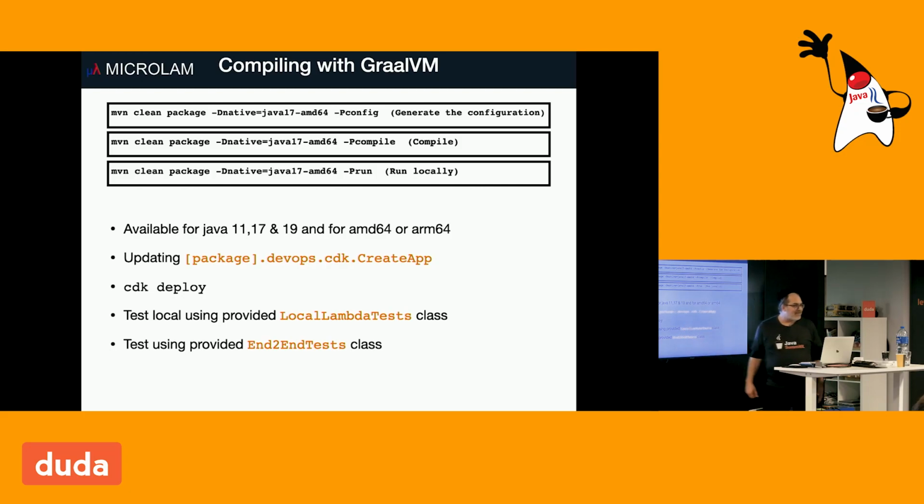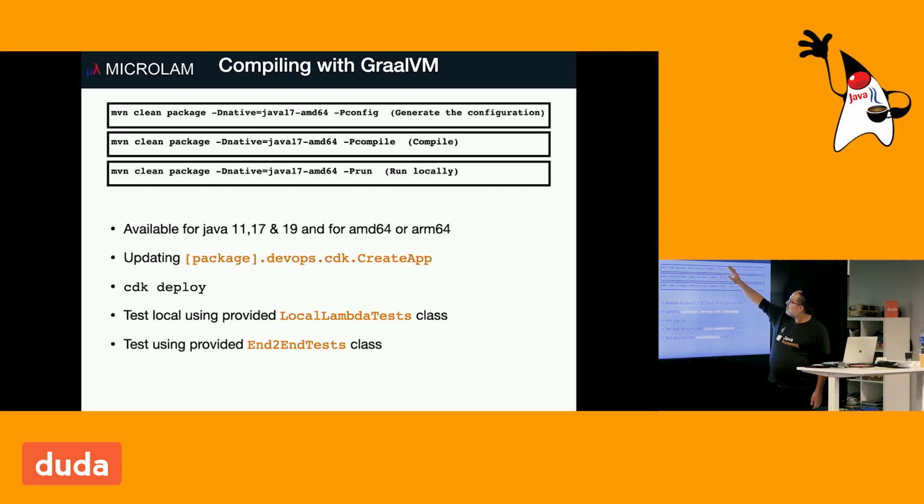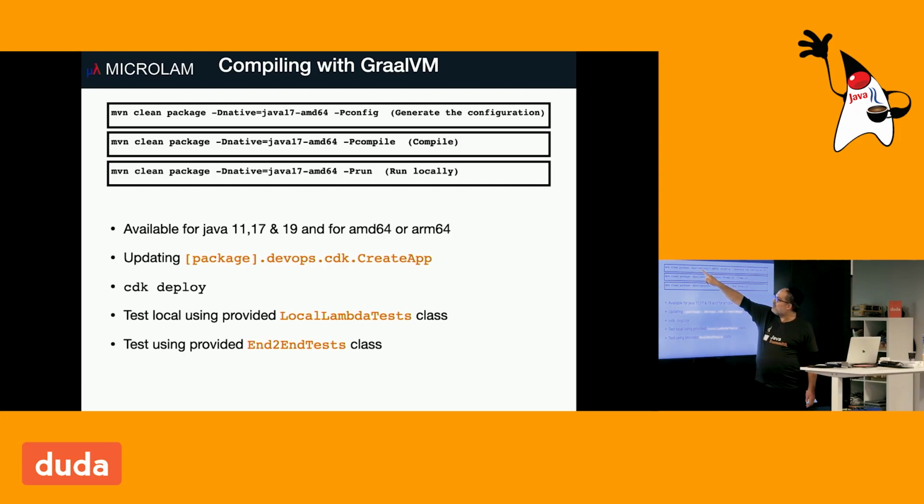So now the difficult part, to compile with GraalVM. So you remember you need Docker for that. You will use exactly the same command, till here. Package. Now the property is native, equal the platform you want. So Java 17, 19, 11, and also the architecture. For example, AMD64. And here you decide what you want. Config will not build anything, not compile anything. It will just build an environment to generate the configuration.